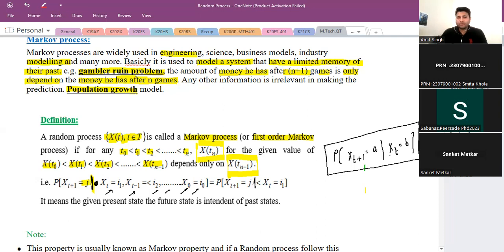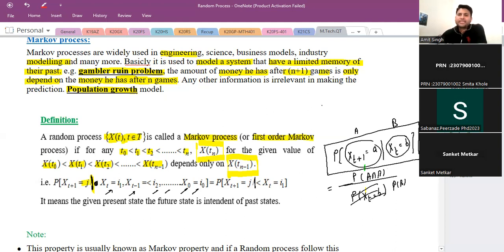We can find it easily by using the conditional probability result, which is the probability of x of t equals b, and the probability of their intersection. If I take it as capital A and capital B, it is the probability of A intersection B divided by probability of B, the normal definition of conditional probability. So by using this, we can find the probability.